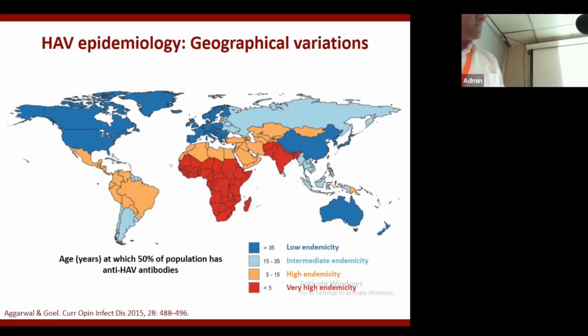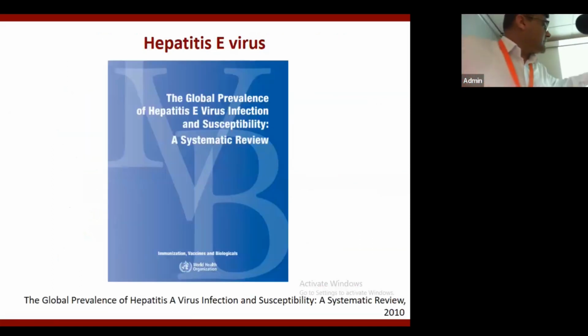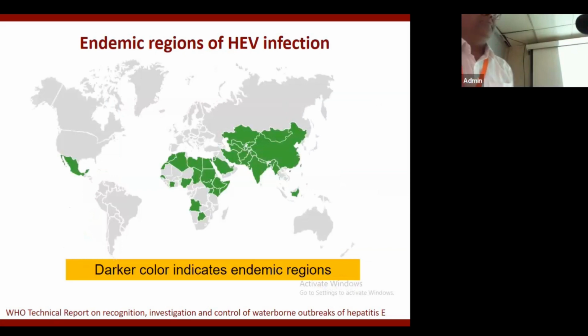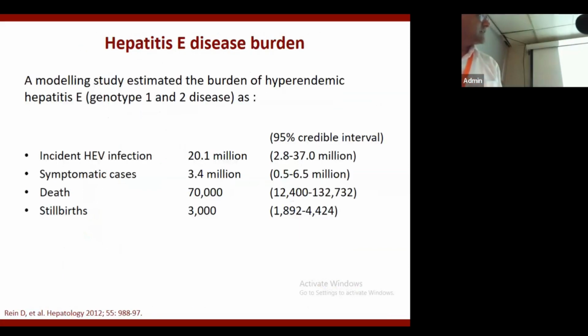Hepatitis A epidemiology, burden, prevalence, you can leave it. Then hepatitis E virus, WHO document, this was prepared by Dr. Rakesh, global prevalence. Again, the burden: wherever A is heavy, most of the time E is also heavy. You can see the same thing because the route of transmission is the same in these countries. Number of deaths, more of a number for understanding.